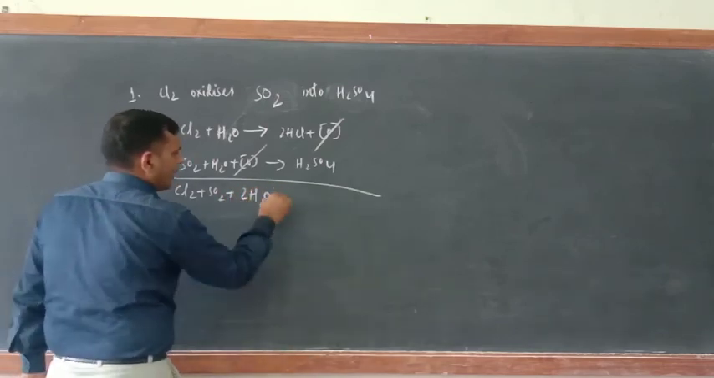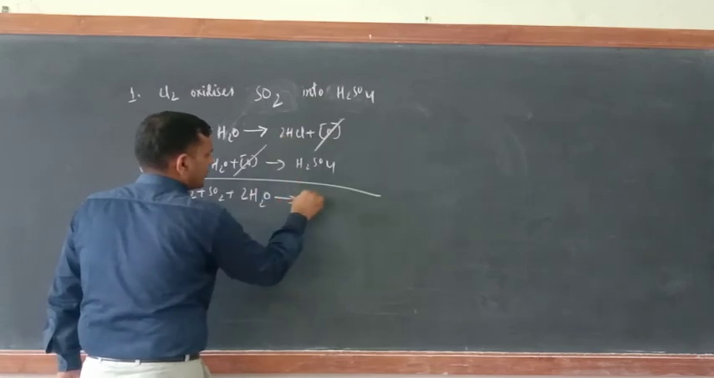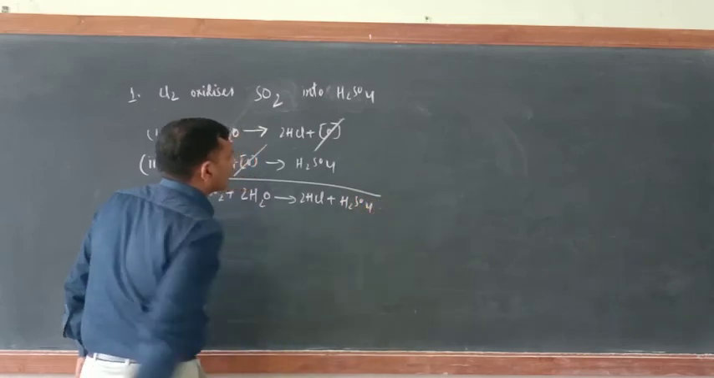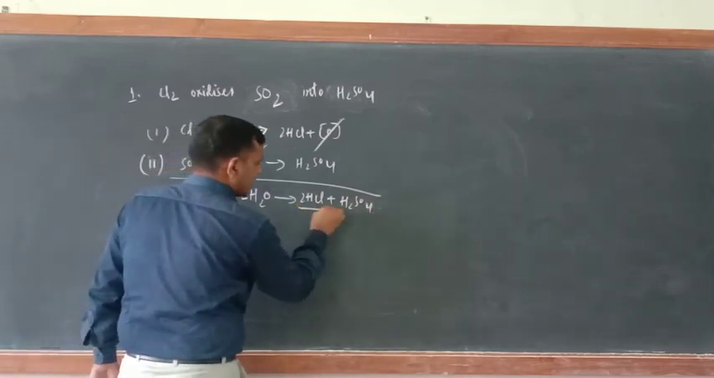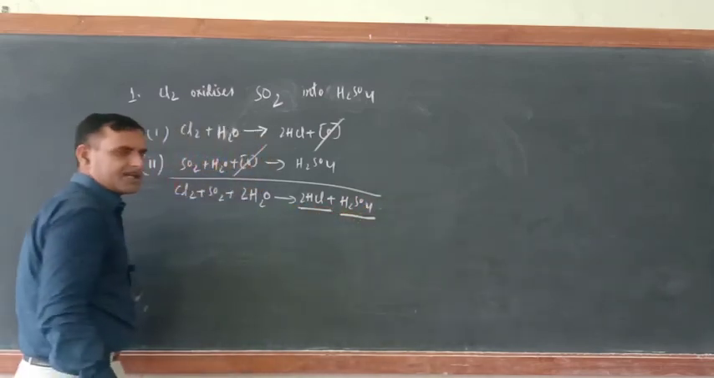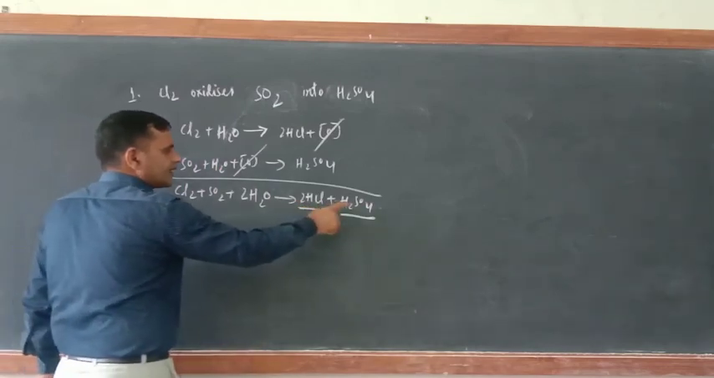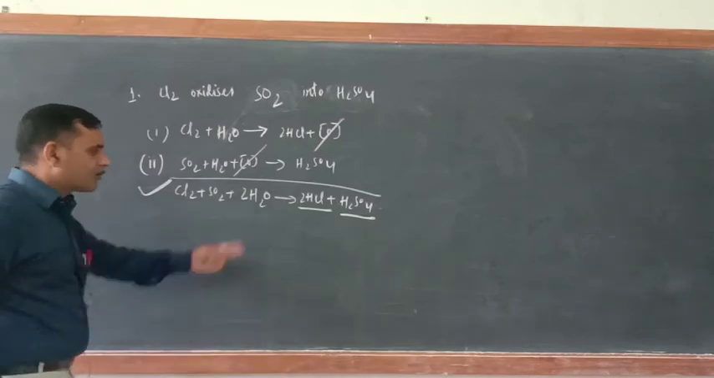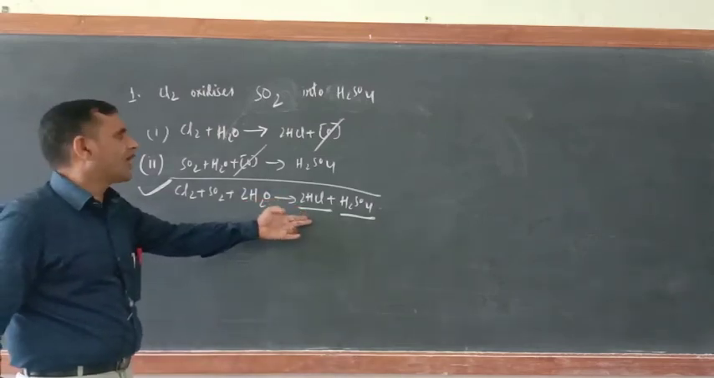Now what is the product here? 2HCl plus H2SO4. So how many acids are there? 2 acids are simultaneously forming, hydrochloric acid and H2SO4. That is why it is an important reaction. 2 very important acids you are getting.